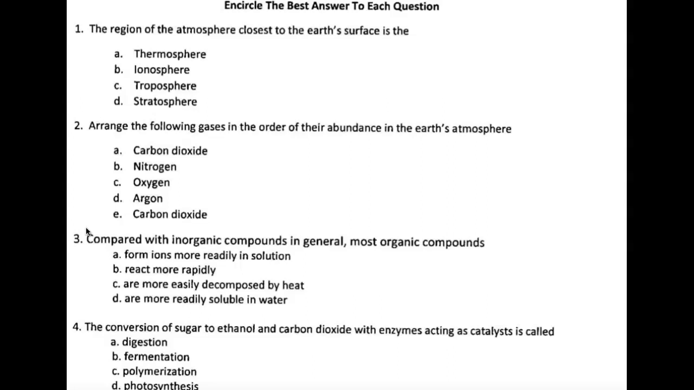Number 2, arrange the following gases in the order of their abundance in the Earth's atmosphere. The most abundant gas in the Earth's atmosphere is nitrogen, B. Second is oxygen, C. Third is argon, D. And the last is carbon dioxide, A. Disregard E in this. There's a printing error.